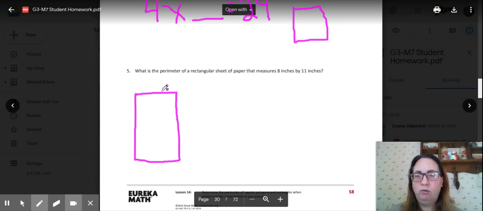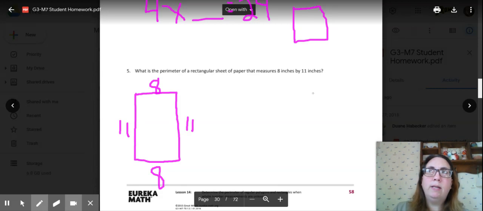because remember we need to redraw and label, right? So 8 inches. This side looks shorter, so I'm going to label it 8 inches. And 11, this is longer, and it looks just like a piece of paper, so that makes me think that. And since that side's 8, then this side's 8. And that side's 11, this side's 11. And then you would just find the perimeter. You could add all those sides together.